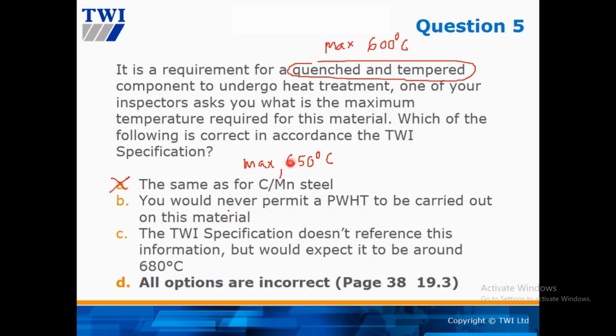B, you will never permit post-weld heat treatment to be carried out by this method. So this is totally wrong. C, the CWI spec doesn't reference this information, but I expect it to be around 680. So that is totally wrong. We already know in the spec the maximum is 600. That's why C is also wrong. Then the best answer goes to D. Okay?